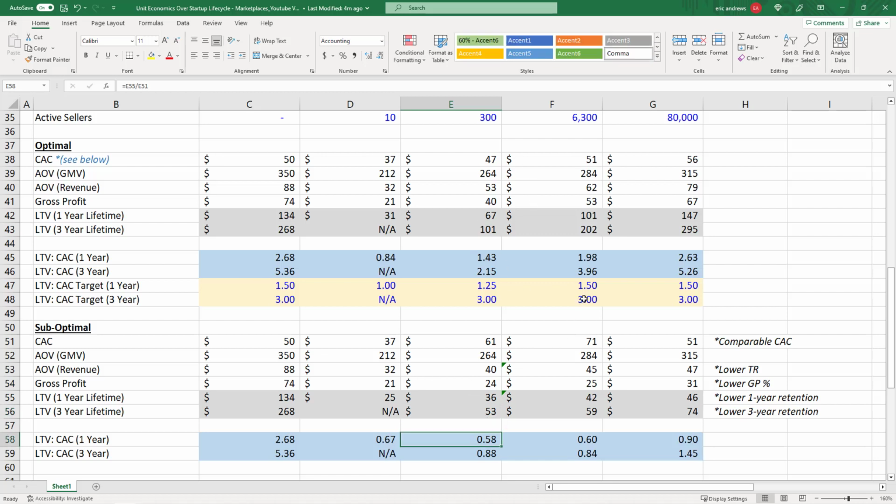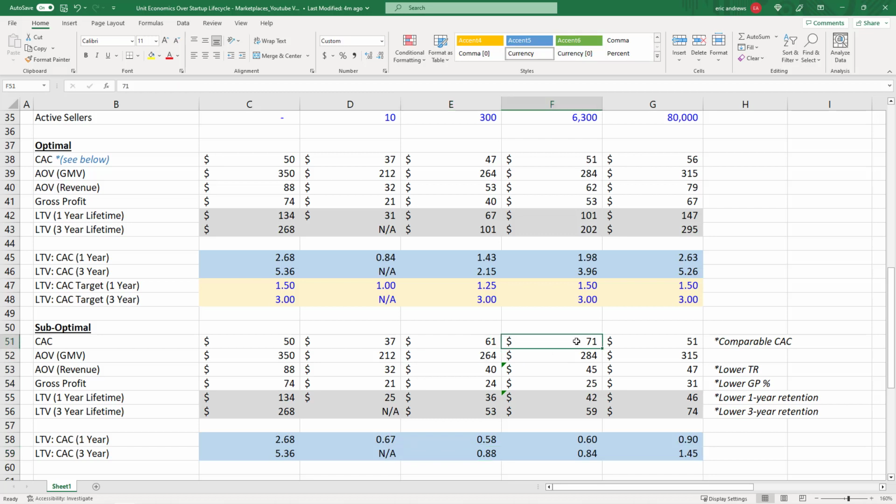So in the first year, we're not making our money back. We're only making 0.6 times our CAC in LTV. And even over 3 years, we're only at 0.9. So we're still losing money on every single customer, even over a 3-year lifetime.